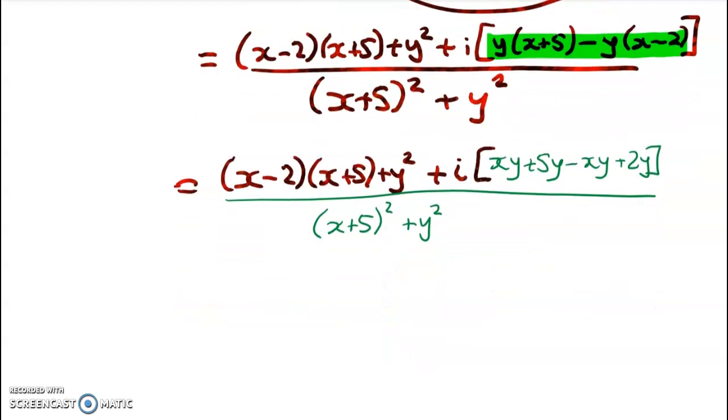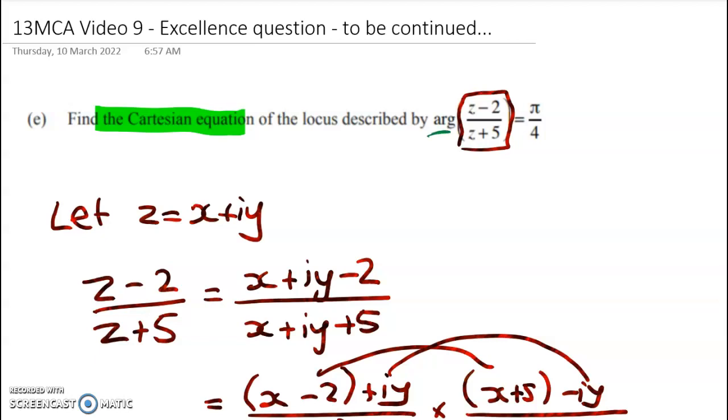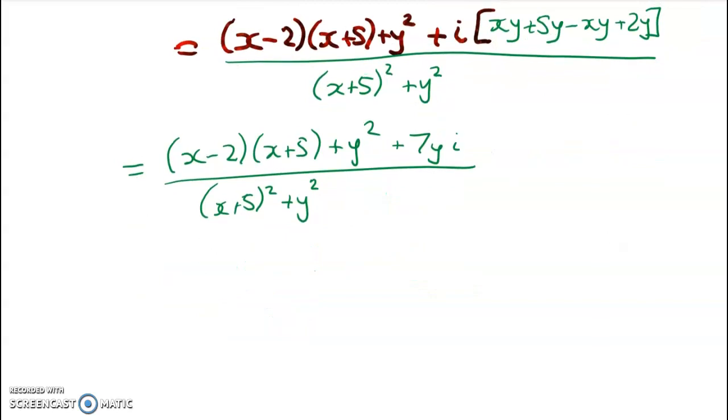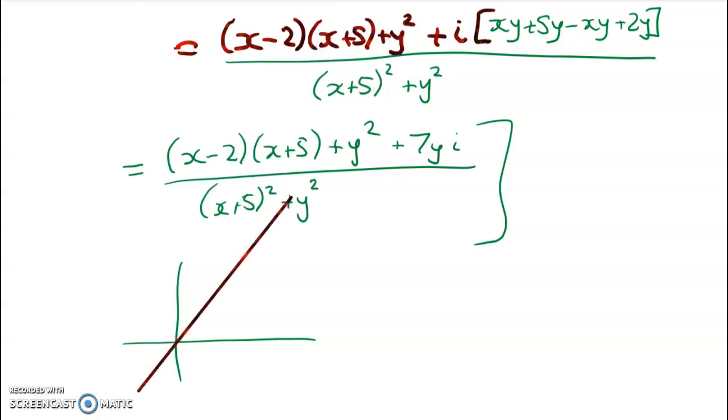And that's often the pattern with locus problems. So cleaning this up, we've got x minus 2 times x plus 5 plus y squared plus 7yi over this. And you can see that that denominator is always going to be positive. Now what we need to do with that is we need to find when is the arg of this number equal to pi on 4. So we've just found out that this number is this thing here. So for the arg of something to be pi on 4, we want the real part and the imaginary part to be equal.